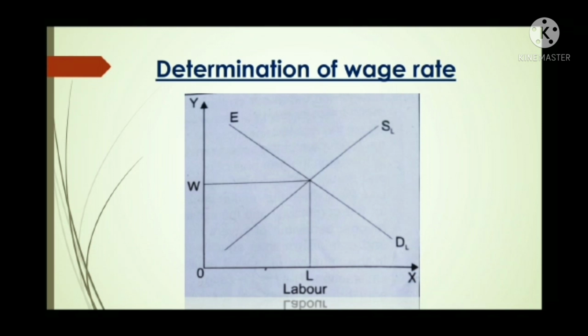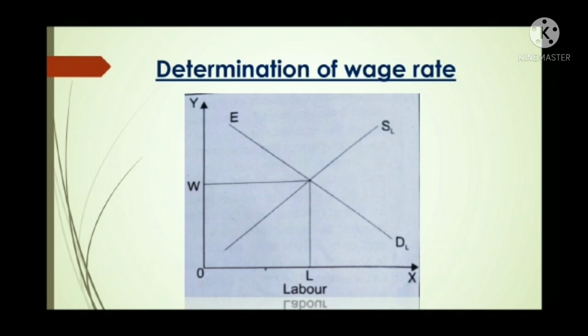Again, there exists a direct relationship between wage and the supply of labor, and beyond a certain point there exists an indirect relationship. By the equality between the demand and the supply of labor, the equilibrium wage rate is determined. So you see here in this diagram, DL is the demand curve of labor and SL is the supply curve of labor. Both the curves intersect at point E. So E is the equilibrium point. At this equilibrium point, equilibrium wage rate is OW.